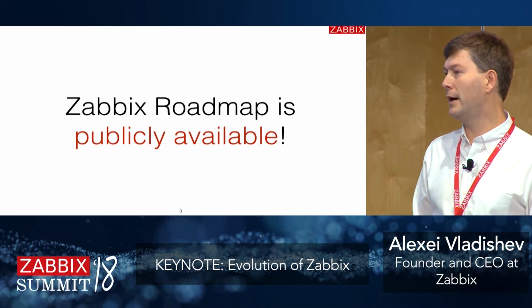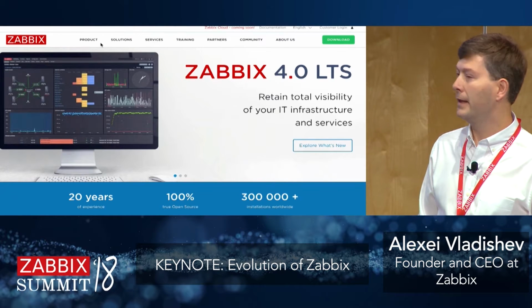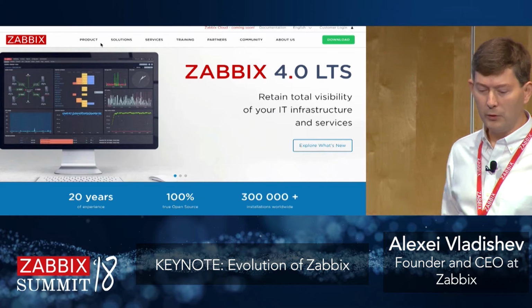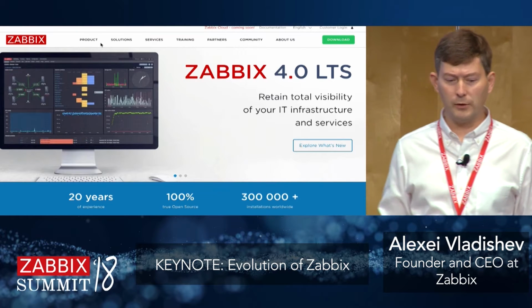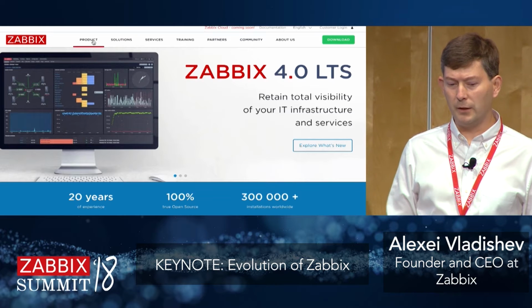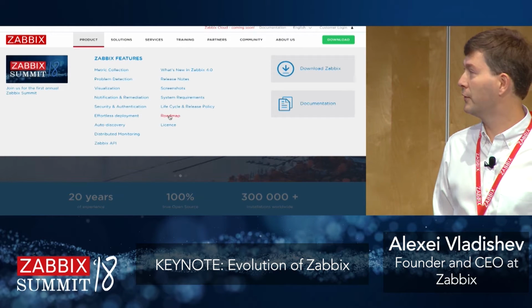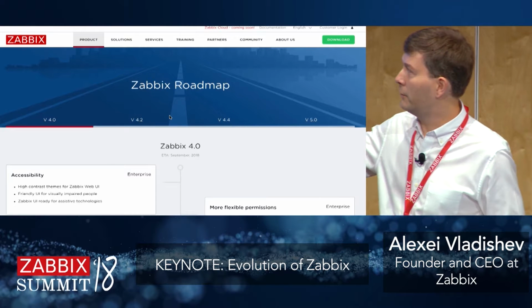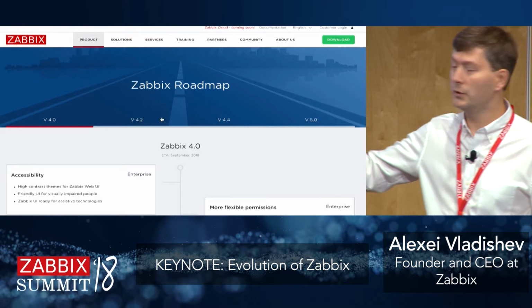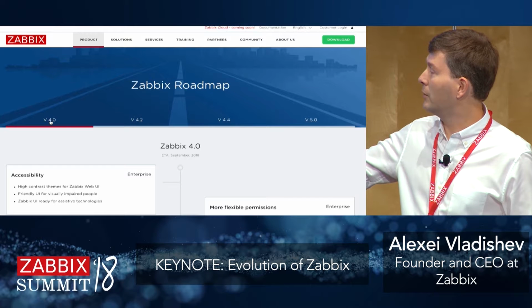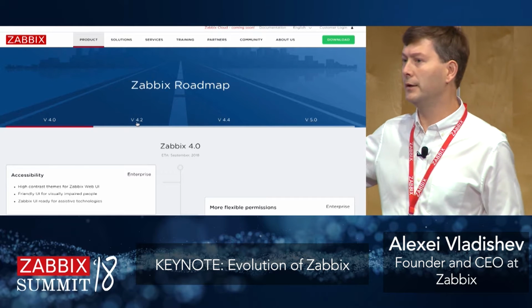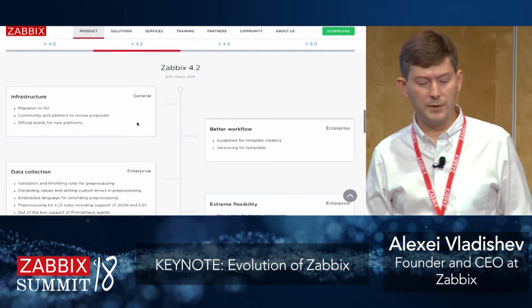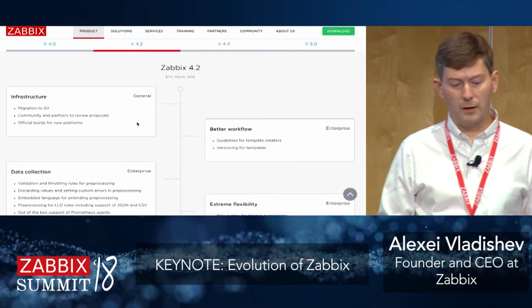The Zabbix Roadmap is publicly available. It's already on our website. If you go to our website, this is how it looks right now. You click on Product, and there is a link to the roadmap. If you click on this link, you can see the roadmap for 4.0, which obviously should be removed very soon. We also have a roadmap for 4.2, which is basically finalized. 4.4 and 5.0 are not ready yet.